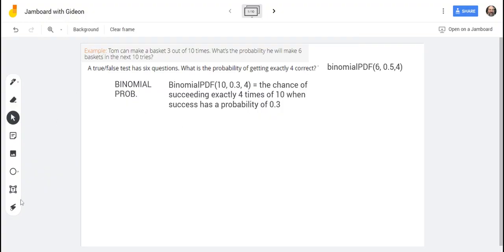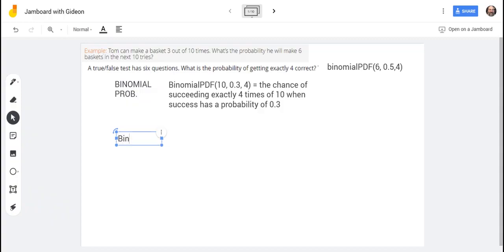I will add one more calculator talent. If you've got a scenario where it's 4 or less successes, 6 or less successes, up to 6 successes, I'd like you to think of that as an integral. It's sort of like an integral from 0 successes to 6 successes, an integral from 0 successes to 4 successes. So when you're adding up the cumulative probabilities, that's called binomial CDF.